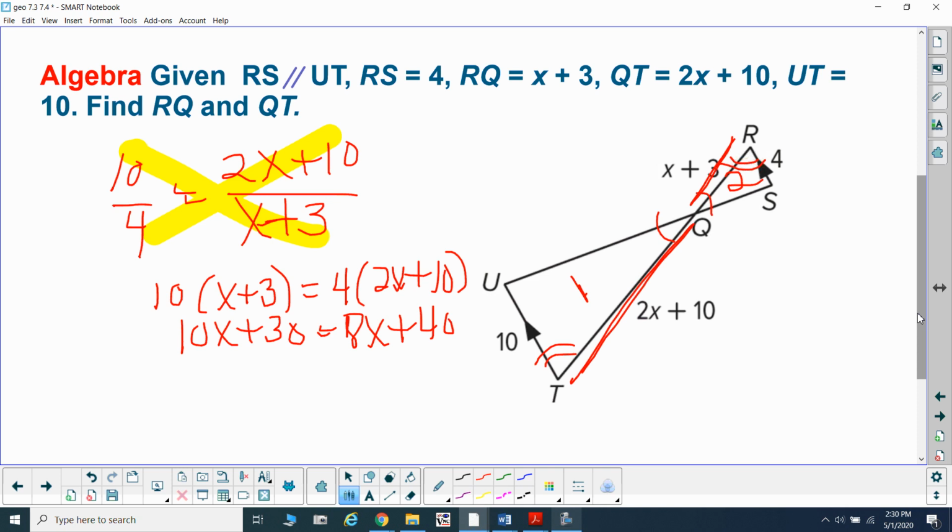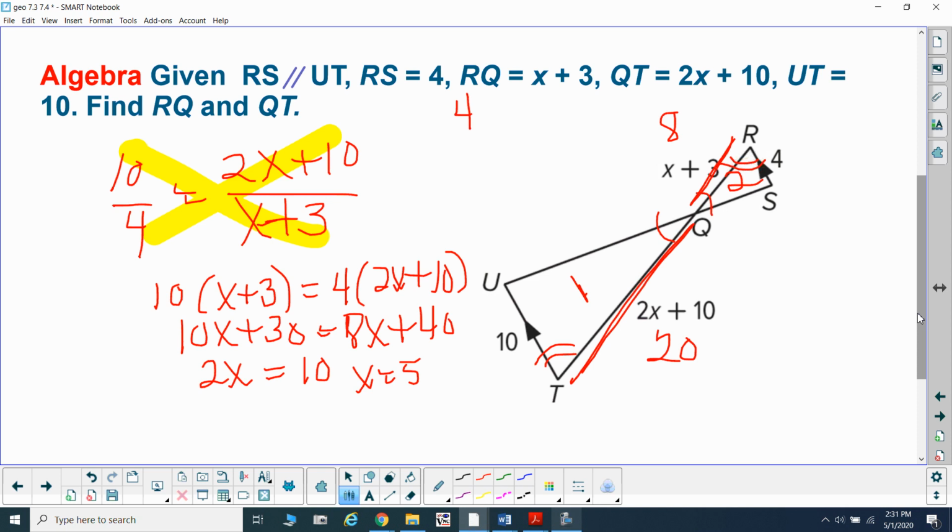Subtract 8x, I get 2x. Subtract the 30, I get equals 10. So x is 5. Let's try plugging it in. This would be 20. 2 times 5 is 10 plus 10. This is 8.